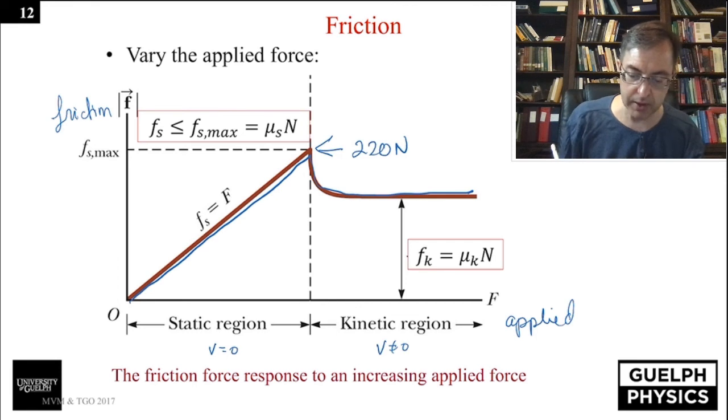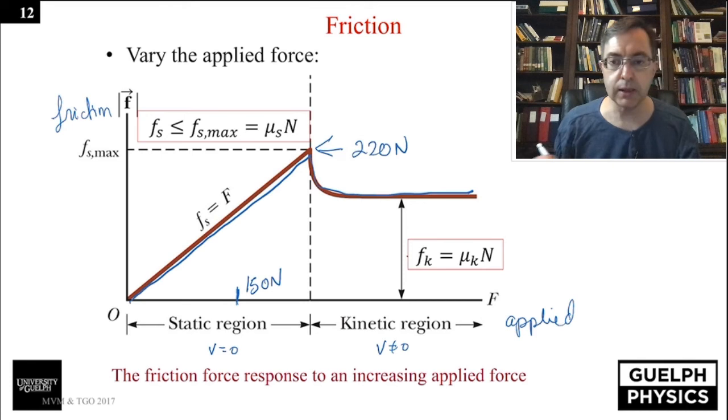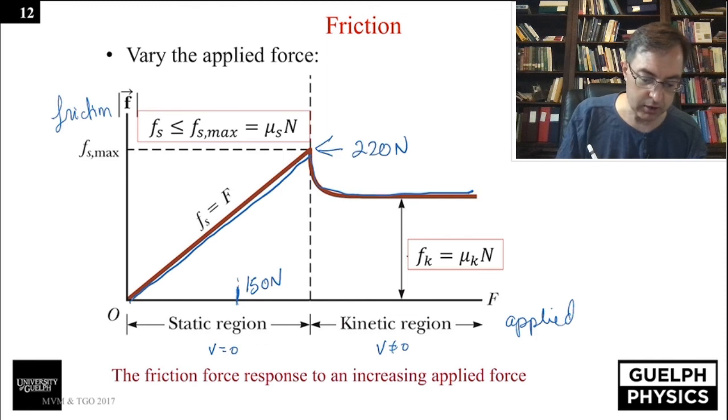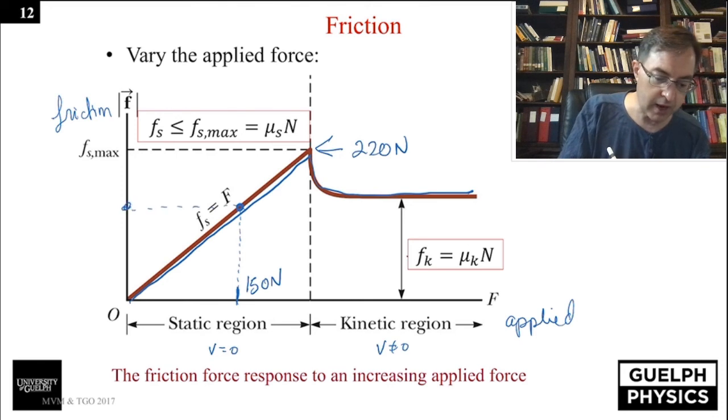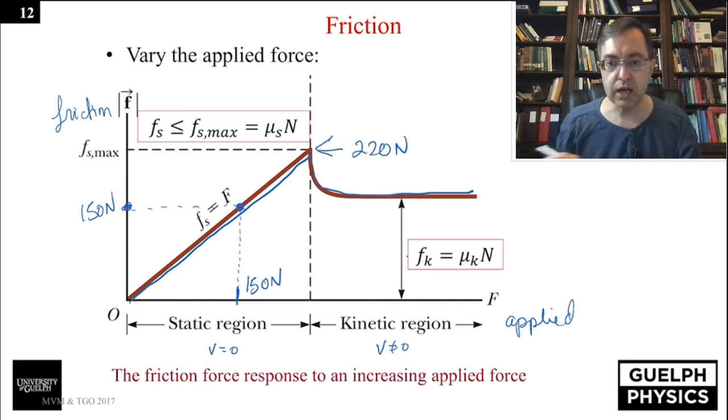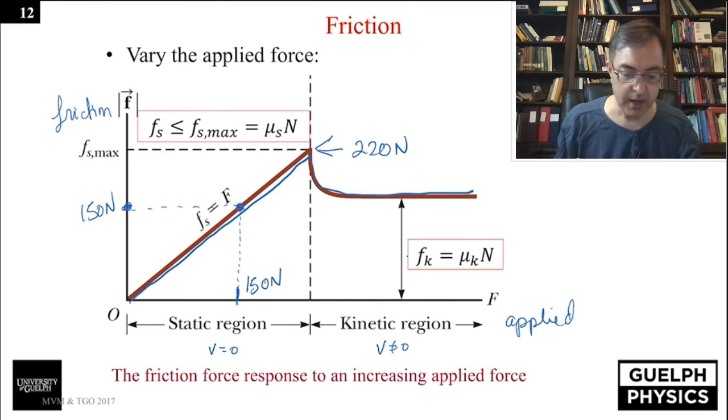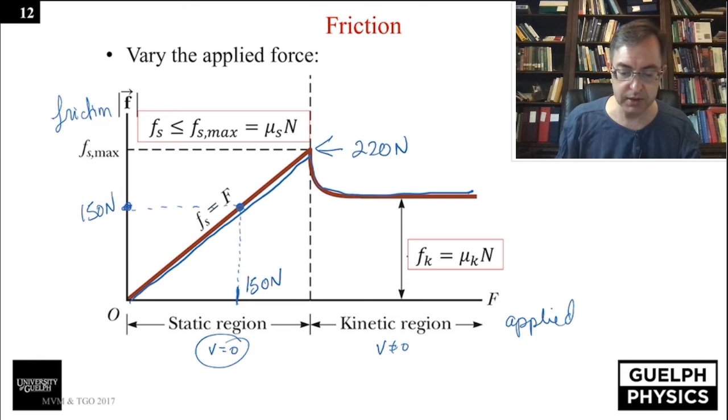So any applied force above 220 newtons will cause the object to move. What's actually happening here is your applied force is down here, at 150 newtons, so you're below the 220 newtons. And so the static friction force is able to compensate completely for the applied force. You can determine what the static friction force is by drawing this line up to this line where Fs is equal to F, and then reading off from this graph 150 newtons. So the static friction force exactly compensates for the applied 150 newton force, and you're in the region where v is equal to 0.